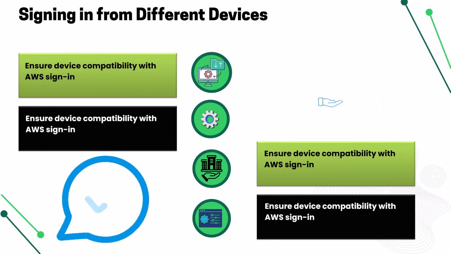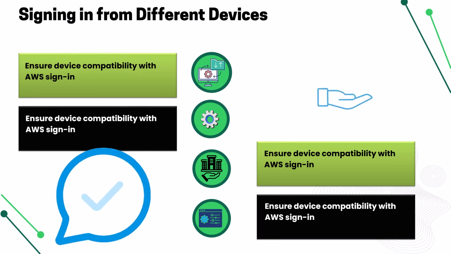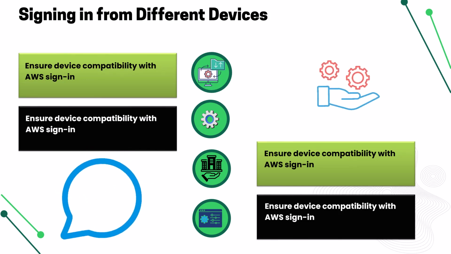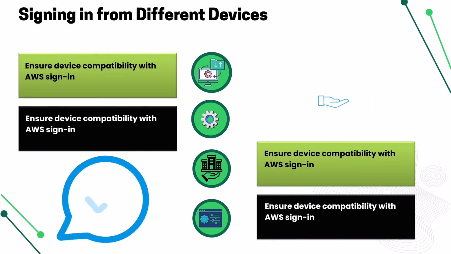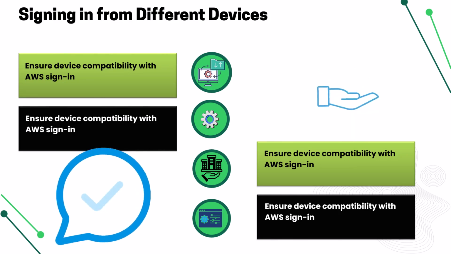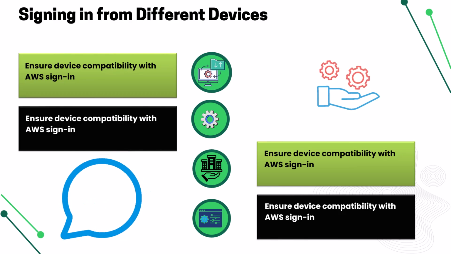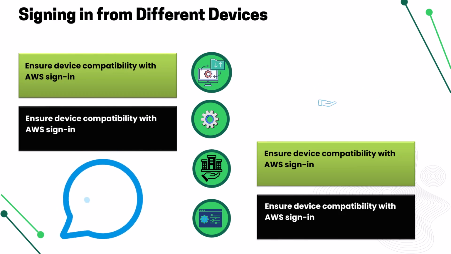Signing in from a new device. Exciting. But first, make sure AWS actually supports it. Then check your network security. Public Wi-Fi might be convenient, but it's also a hacker's playground. IAM policies help keep unwanted guests out, so set them wisely. And always keep an eye on login attempts. If your account suddenly logs in from Antarctica, you might have a problem.